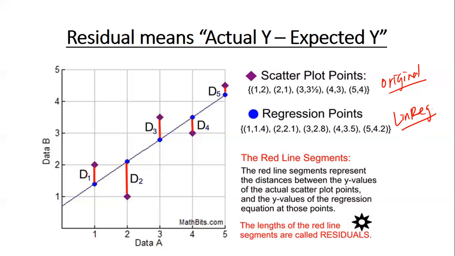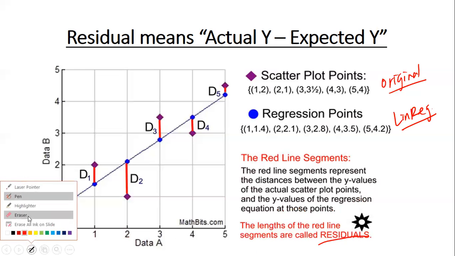The red line segments, they're called our residual lines. What they're telling us is what's the distance between the y values and the x values. How far apart am I away from those values? Our linear regression, our lin reg in our calculator. Okay, so the length, that's called our residual.